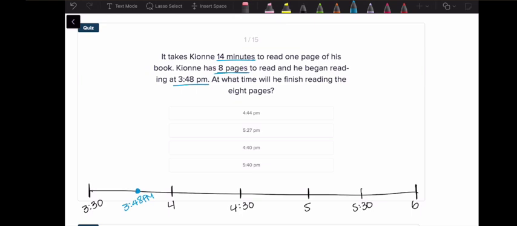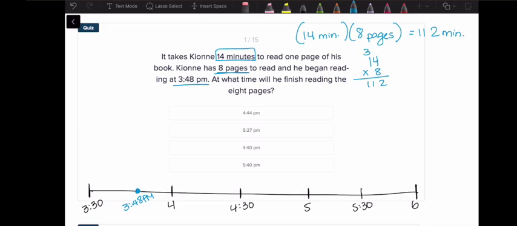Now, he has a total of 8 pages to read, and it takes him 14 minutes. So if I multiply the number of minutes it takes me to read one page times the number of pages, I'm going to know how much time I need. So I'm going to multiply 14 times 8. That's going to be 32. Carry the 3. That's going to give me 8 plus 3 is 11. So I'm going to need a total of 112 minutes to read the 8 pages.